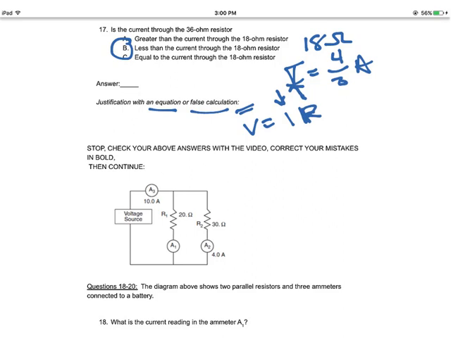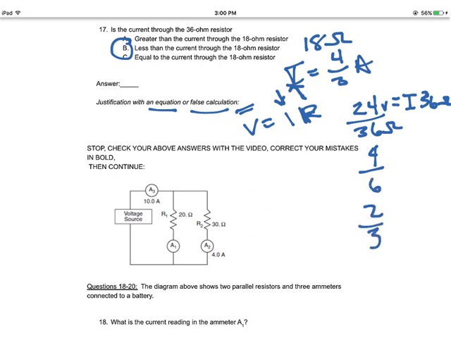And again, you could also have plugged in the numbers, which would be 24 volts equals the current times my 36 ohms, and we could divide by 36 ohms, and we would get 4 over 6, or 2 thirds. So obviously 4 thirds is bigger than 2 thirds.